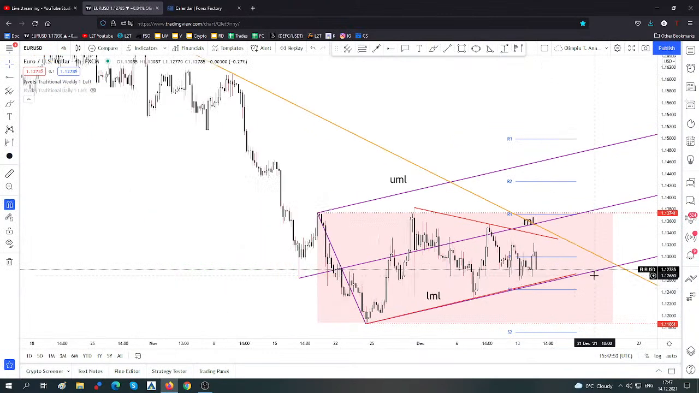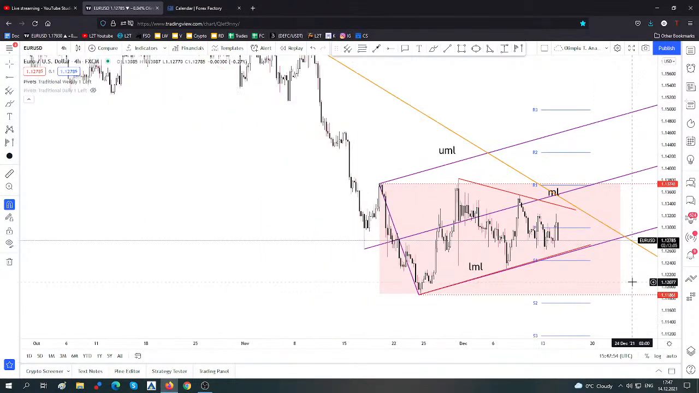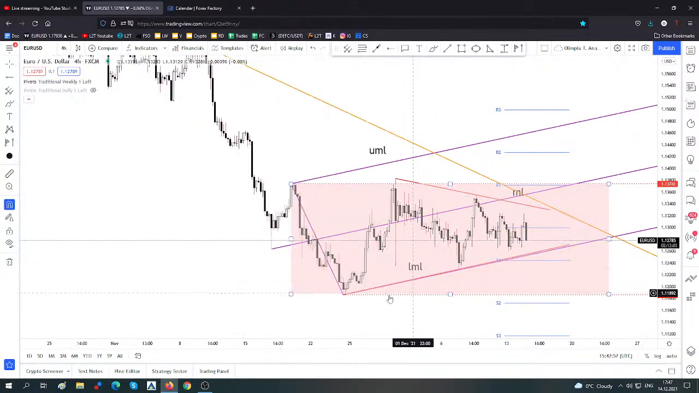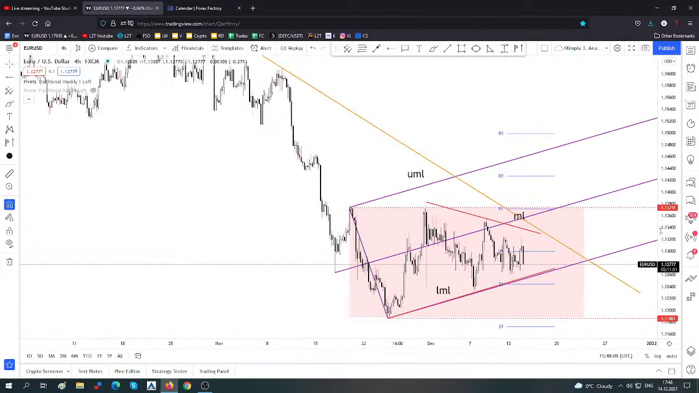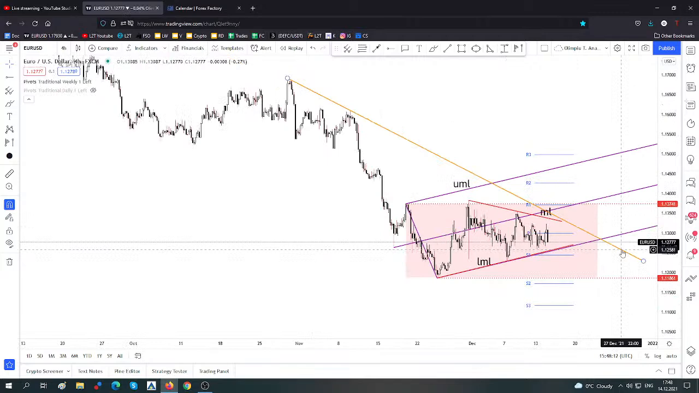Let's take a look. Yeah, a new sell-off here on the euro versus the US dollar. Personally, I don't have something really good right now. We have something like a triangle here. We have also something like a range pattern here. It's still trapped here between the medium line and the lower medium line of the ascending pitchfork. It has failed once again to retest maybe the downtrend line.